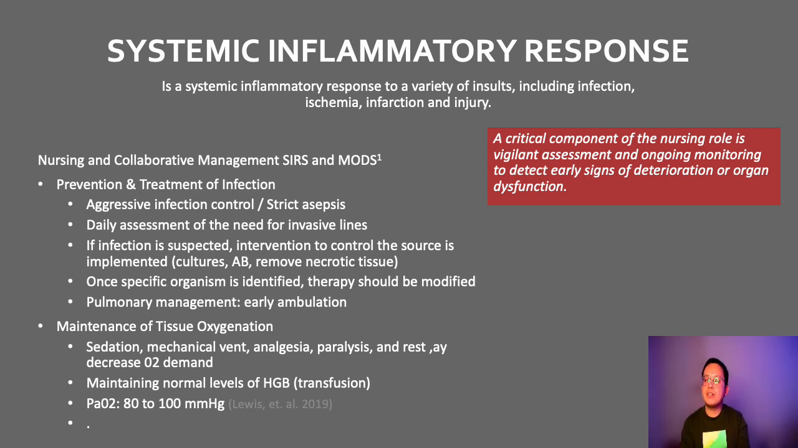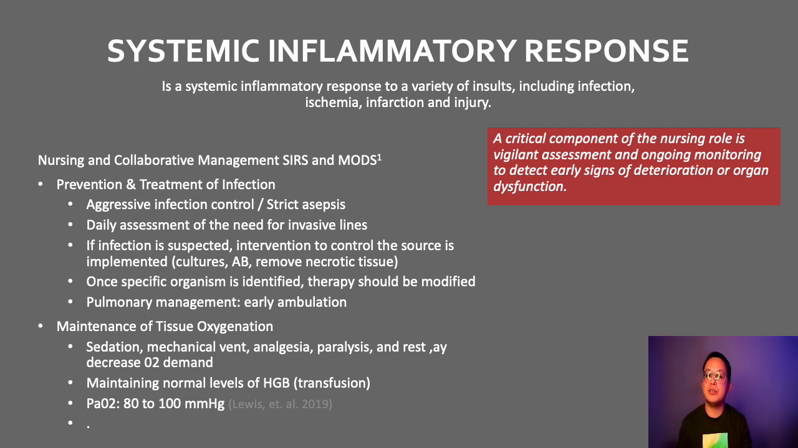And then remove necrotic tissue. If a part of the body is seen to be necrotic, then surgery is done to remove that immediately before the source of infection spreads. That is to treat the source of infection. Once a specific organism is identified, therapy should be modified.